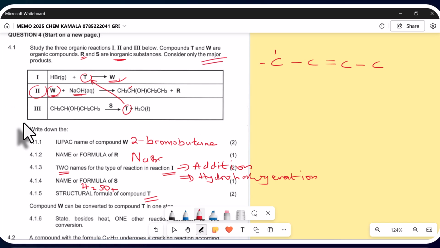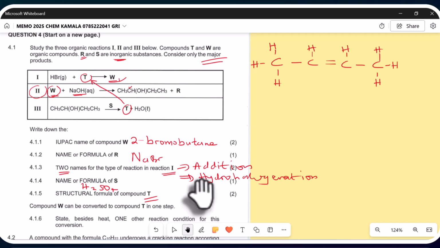Okay. Then next question here, that is question 4.2. They say here that a compound with the formula C10H22 undergoes a cracking reaction according to the equation here. That is C10H22 to give us 2X gas plus C4H10. The mixture of the two products is bubbled in bromine water in a darkened room. Define the term cracking.